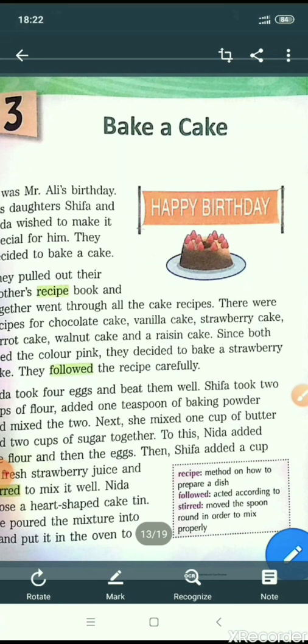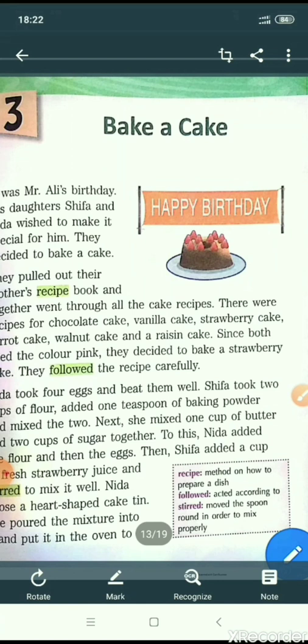There were recipes for chocolate cake, vanilla cake, strawberry cake, carrot cake, walnut cake, and a raisin cake. Children, the difference between all these cakes is the essence or the ingredient added to it to give it special flavor. Since they both liked pink color, they decided to bake a strawberry cake.